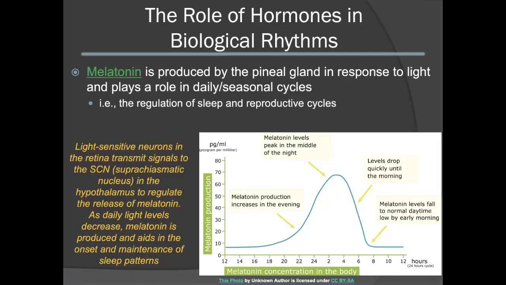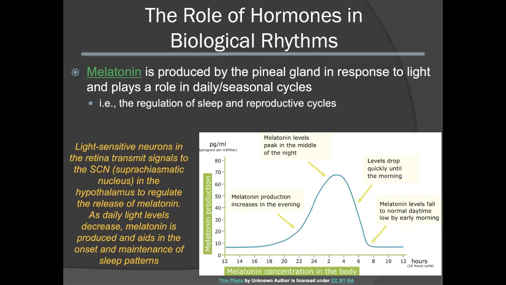Melatonin is an important hormone that is produced by the pineal gland in response to light patterns. It's important in controlling daily cycles such as sleep cycle, and also in regulating seasonal reproductive cycles. In this pathway, light-sensitive neurons that are present in the retina will transmit signals to the SCN or suprachiasmatic nucleus in the hypothalamus. This will then act on the pineal gland to regulate the release of melatonin.